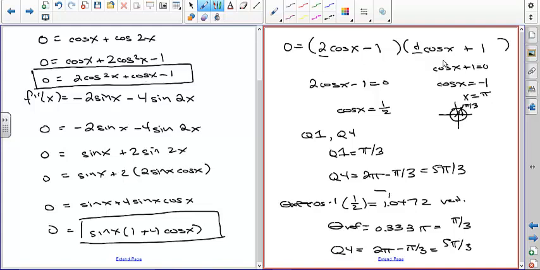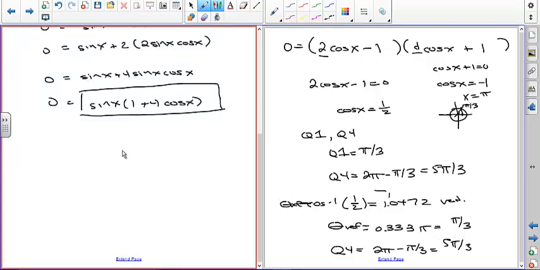Factor it, set each factor equal to 0, solve it so cosine of x equals something, and either use the unit circle or use the reference angle to come up with the angles. The second part here, the two solutions are the sine of x equals 0, or 1 plus 4 cosine of x equals 0.